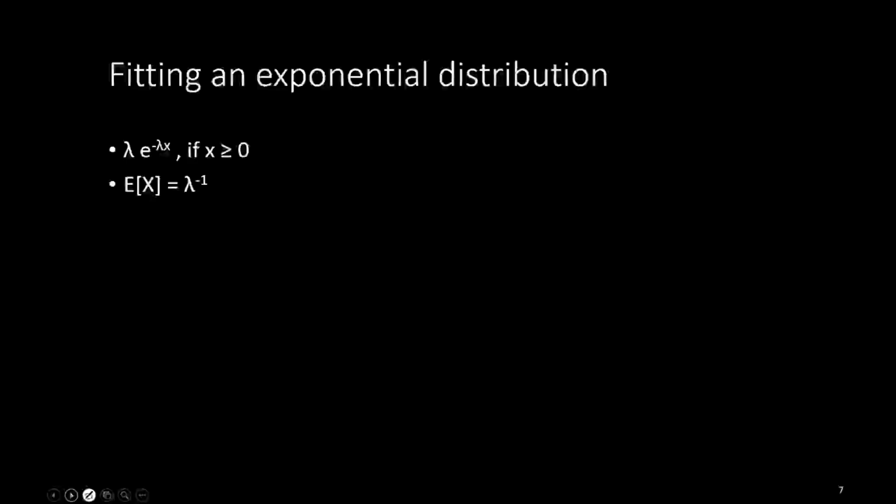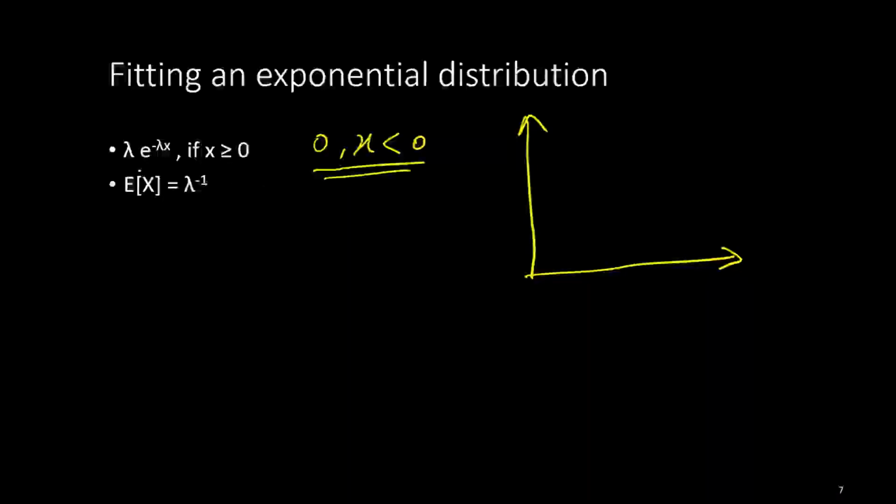Some other examples where these are applicable is an exponential distribution. As you know, an exponential distribution is going to be 0 when x is less than 0, and it is going to be lambda times e to the power minus lambda x if x is greater than or equal to 0. So it looks like either this or it looks like this, and so forth.